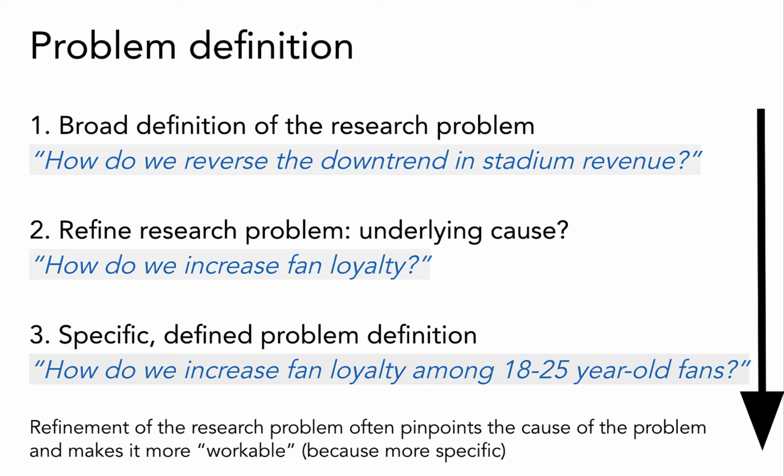If, based on this ticket sales data, you don't only know that there is a problem with fan loyalty, you also know that the problem of fan loyalty is strongest among 18 to 25-year-olds, because that's the group you sell the fewest seasonal tickets to. So in this case, you can refine your question even more and ask, how do we increase fan loyalty among 18 to 25-year-olds? So going from broad to specific usually makes the question much more workable, much easier to manage.